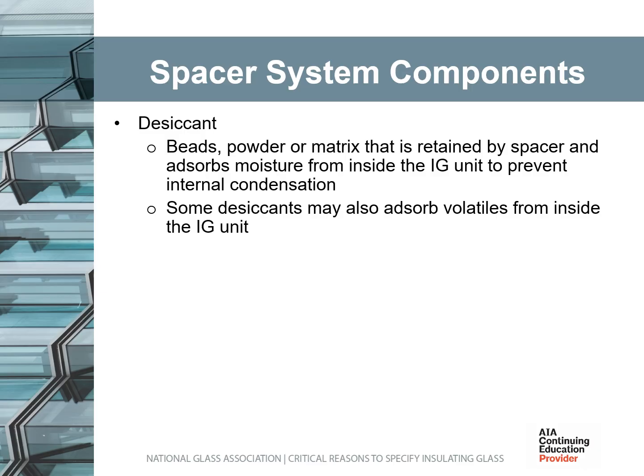Desiccant is used in IG units to absorb the moisture that is in the IG during construction, while the sealants keep any moisture out of the airspace. Some desiccants can also absorb volatiles that can stick to coatings, causing discoloration. It's very important to ensure there is sufficient desiccant inside the IG unit, or premature failures will occur.